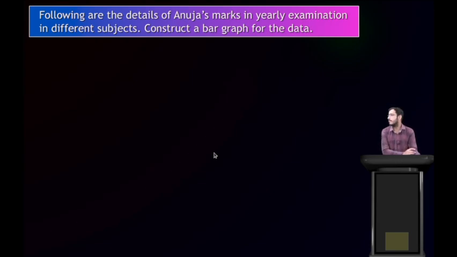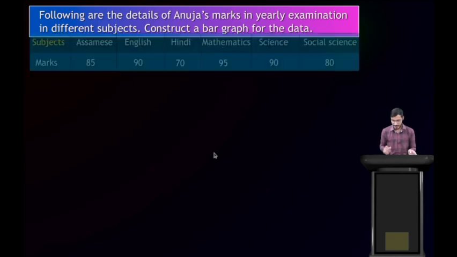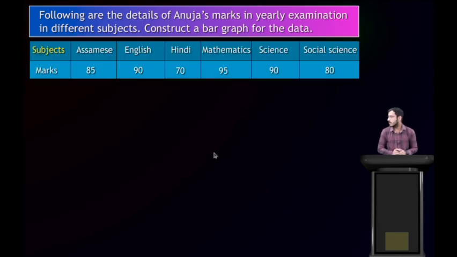Now we have one example here. The following are the details of Anurag's marks in the yearly examination in different subjects. Construct a bar graph for the data. We have a table here with subject and marks: Assamese, English, Hindi, mathematics, science and social science, and the marks obtained are 85, 90, 70, 95, 90 and 80. So construct a bar graph.